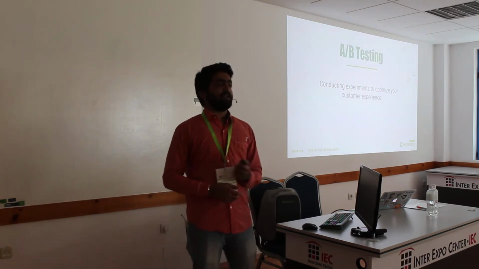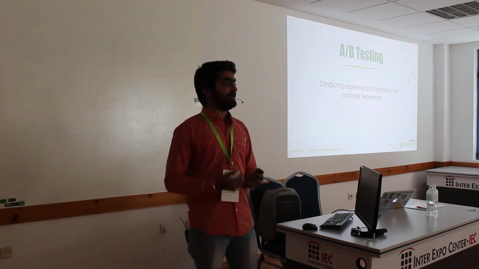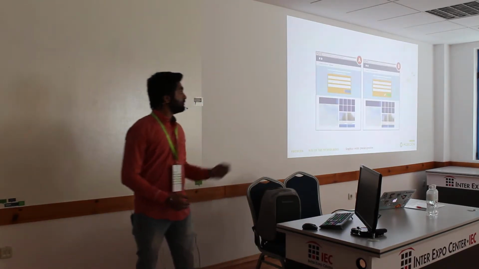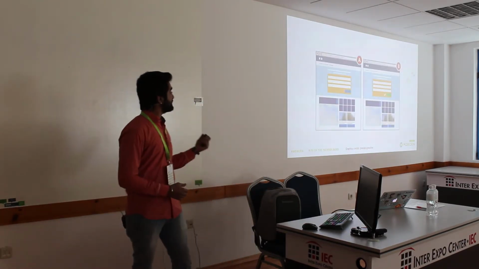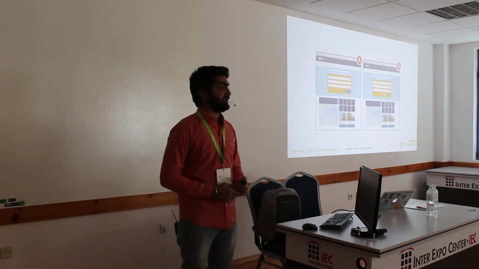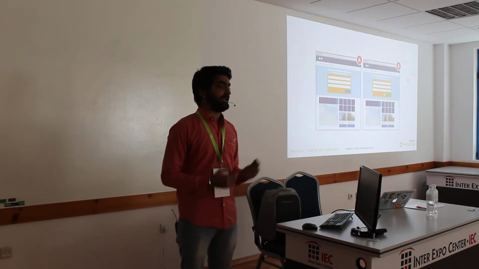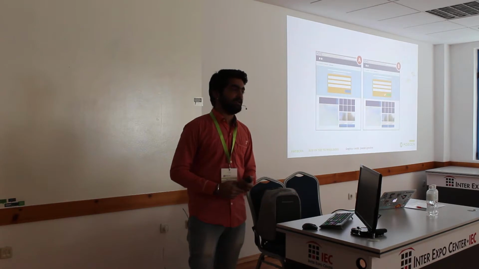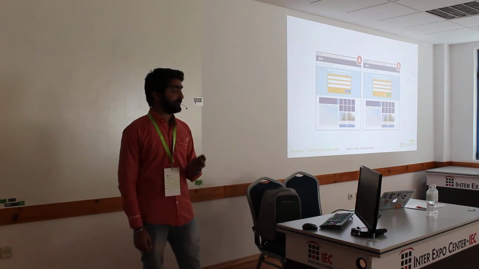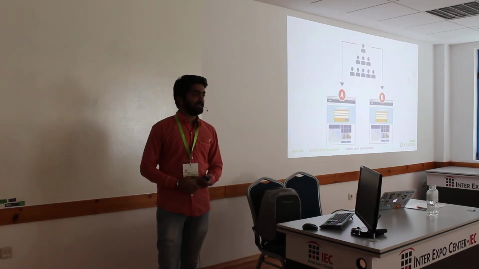So, what is A/B testing? A/B testing is just conducting experiments to optimize the customer experience. What that means is, let's say you have two versions of the website. As you can see, the call to action button is blue in the first one, the base variation, which is like an A variation. And if you want to change it to green, let's call it variation B. So now you have two versions of your website, of your product. What you do is, you divide your customer base into two parts.